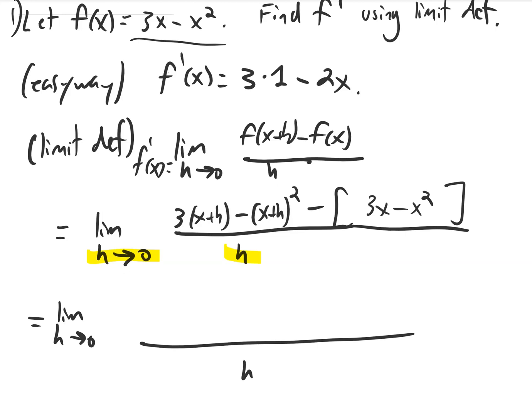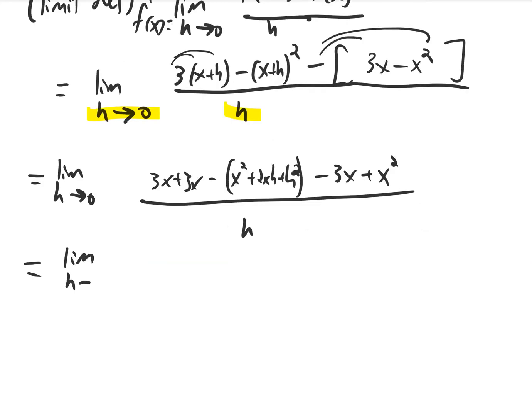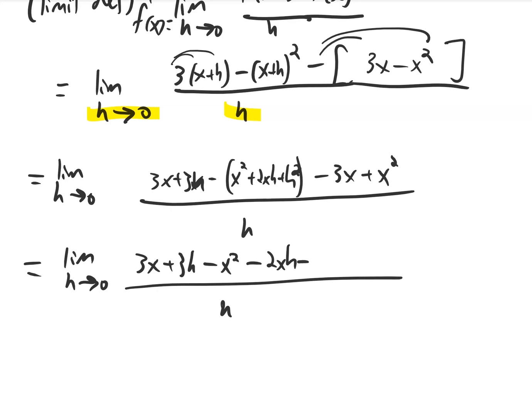All right, what algebra can we do here? Well, we can distribute this minus sign, so that turns into minus 3x and plus x squared. We can distribute the 3 to get 3x plus 3h, and we can FOIL out x plus h squared, which will give us x squared plus 2xh plus h squared. Let's see what simplifies. Let's see what cancels. So we've got 3x plus 3h minus x squared minus 2xh minus h squared. I was just distributing the minus sign here: minus 3x plus x squared.